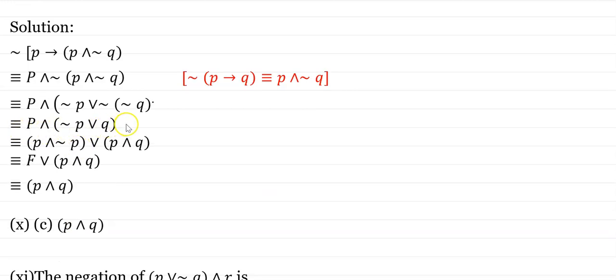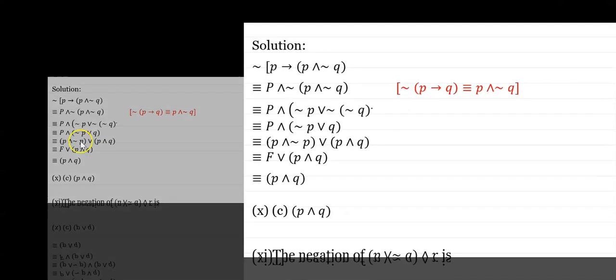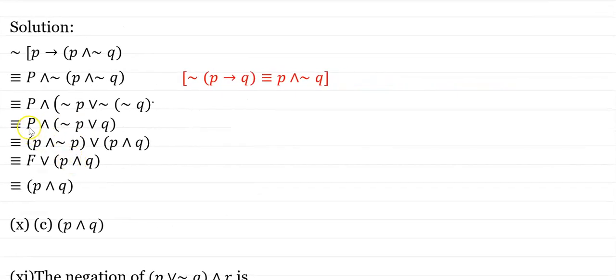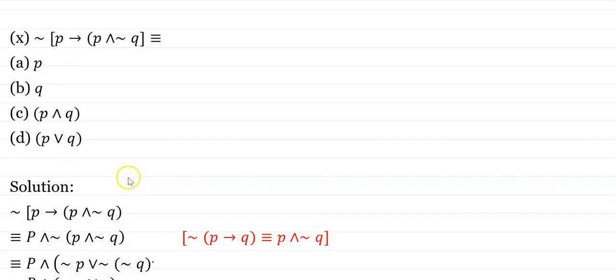We apply here the distributive property, that is and is distributed over the or. Means what? P and negation of P or P and Q. Now what is the value of P and negation of P? Which values of P will you take? T or F. And if you find the and of them, by using this property it is F. That is F or in bracket P and Q. It depends on P and Q, and therefore option C is the correct one. That's P and Q is the answer. Option C is the correct one here.